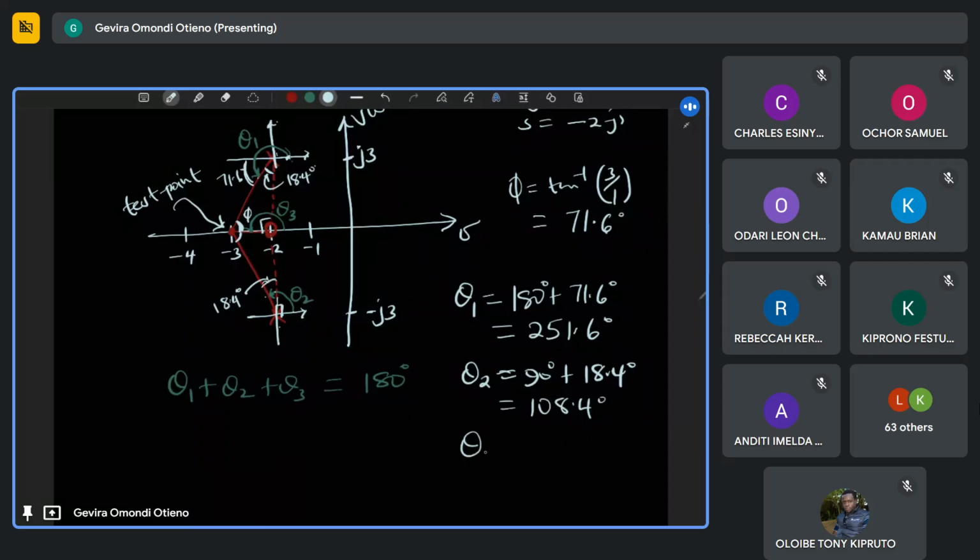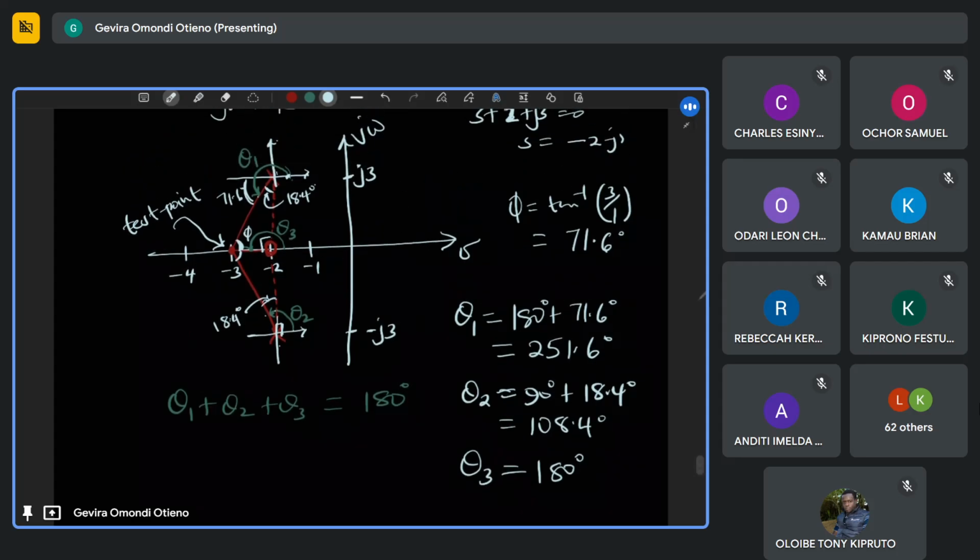And theta 3, of course, you can see is 180 degrees, because the zero here lies on the same real axis as the test point. But the rule is the pole angles are subtracted. The zero angles are added. So let's see.